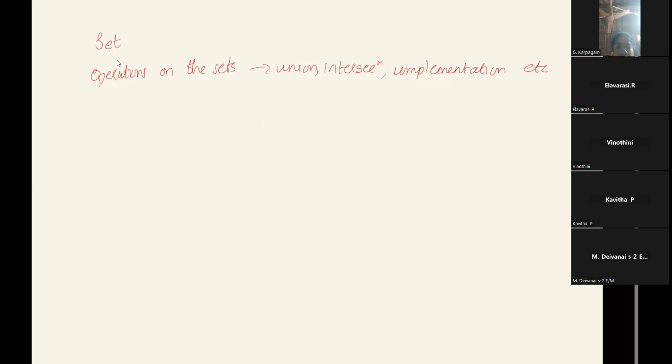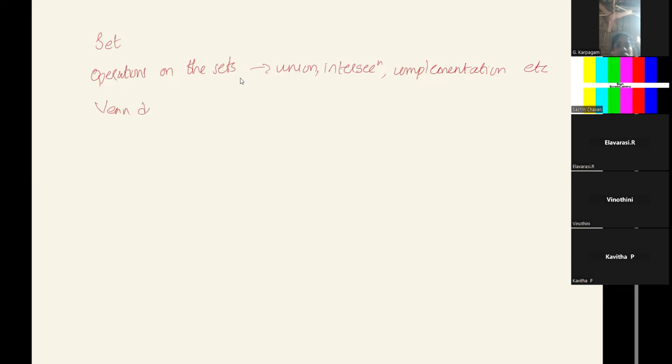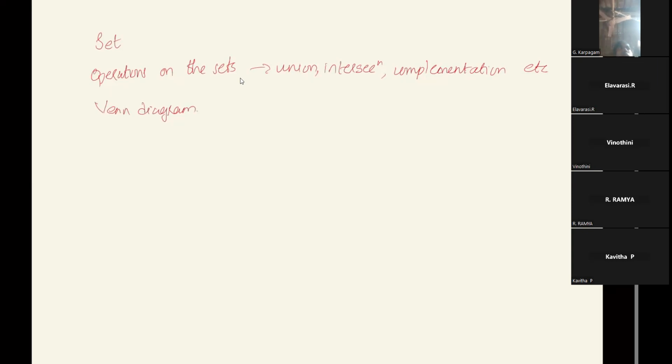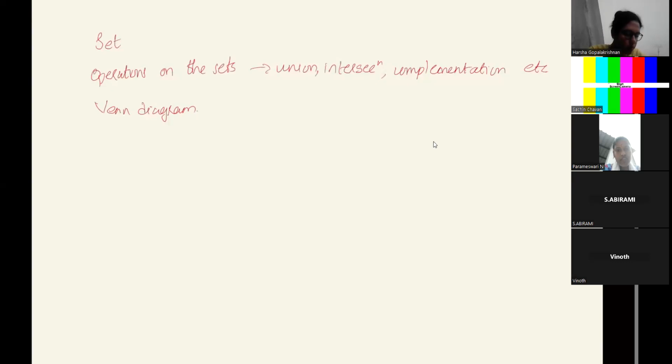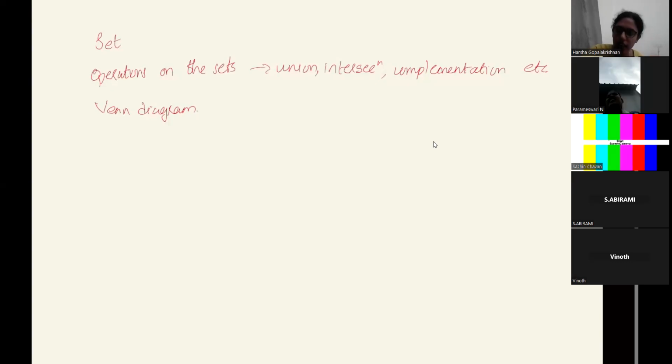So we have studied the set and the operations on the set. Other than that, we have studied the Venn diagram. So what is the Venn diagram? It is a pictorial representation. If we have some problem, using the Venn diagram we can easily solve the problem. So from sets, we have gone to relations, binary relations.